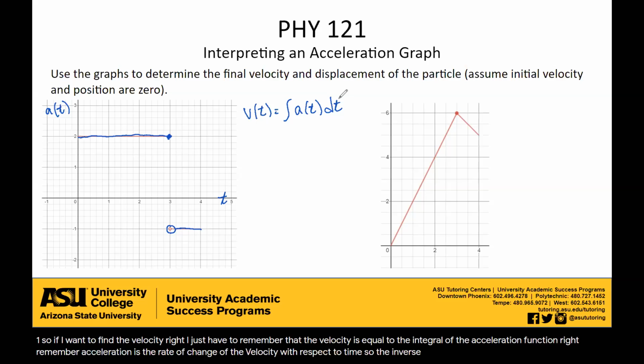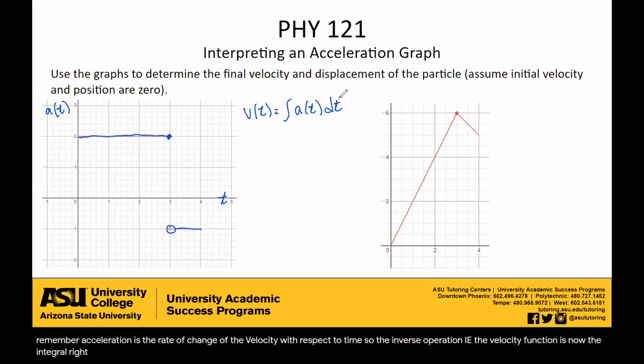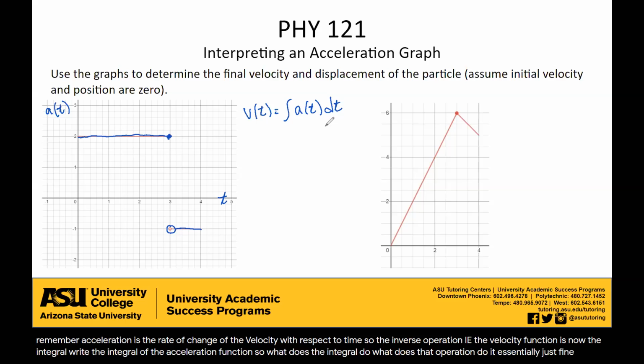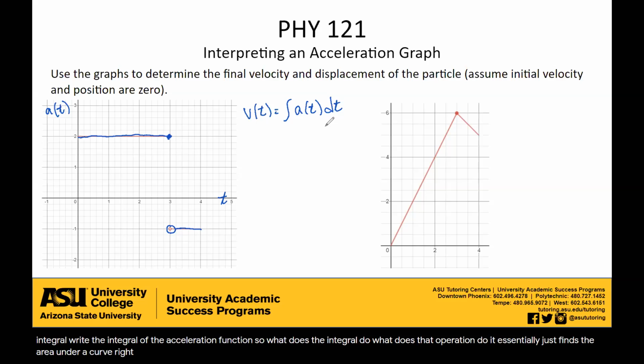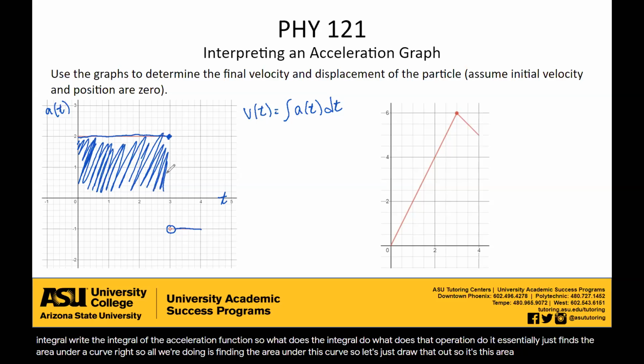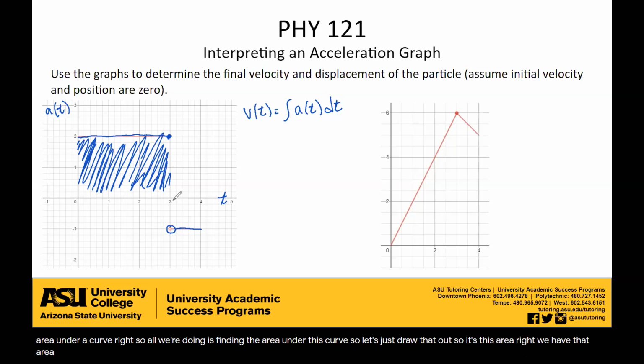So the inverse operation, i.e. the velocity function, is now the integral of the acceleration function. So what does that operation do? It essentially just finds the area under a curve. So all we're doing is finding the area under this curve. Let's just draw that out. It's this area, but we also have this negative area, that's below the t-axis. That's a negative area.